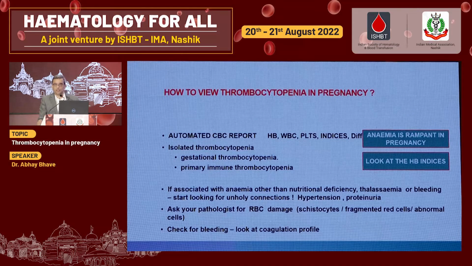Ask your pathologist to look at the smear. If you have a hematopathologist, nothing like it. Look for broken cells, that is schistocytes. Look for abnormal cells in the WBCs. Maybe the hemoglobin and platelets are low for a reason which is malignant, and you might otherwise think of gestational thrombocytopenia, ITP and all. Also look at the coagulation profile, which we just discussed. It's a possibility that the patient may have an underlying bleeding tendency.